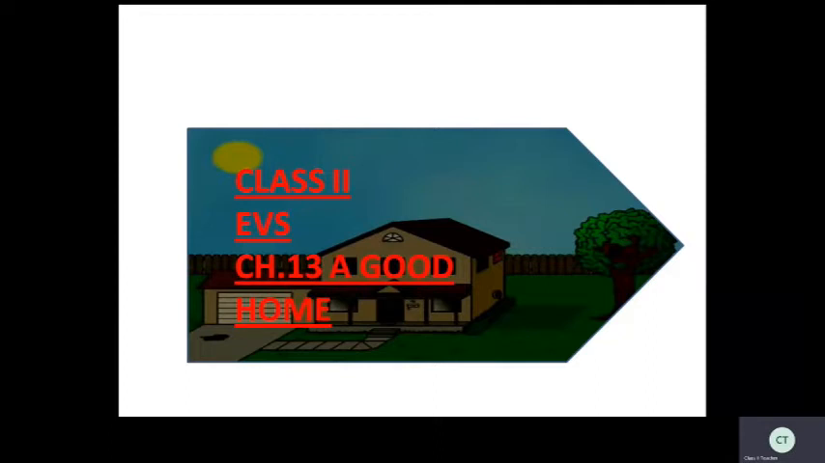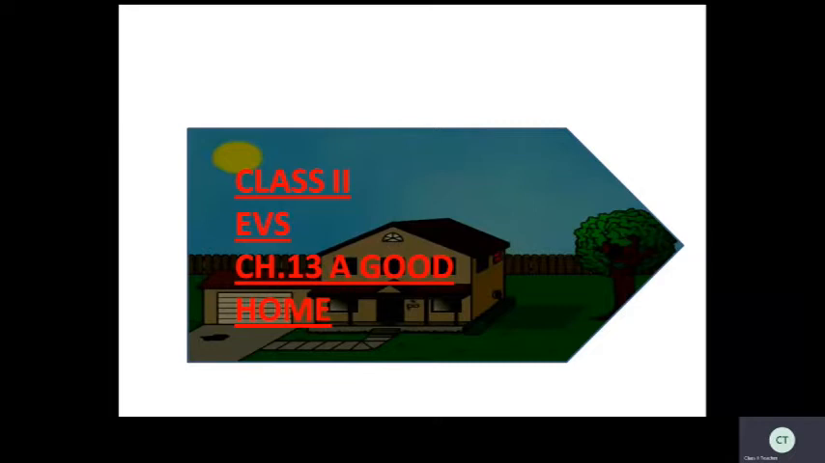Yes, a good home has doors and windows to allow fresh air and sunlight to enter the rooms. Again, a good home has also wire netting on doors and windows to stop flies and mosquitoes from coming in. Isn't it, children? Again, some features are there. A good home has good ventilation in order to allow fresh air to move inside a room.